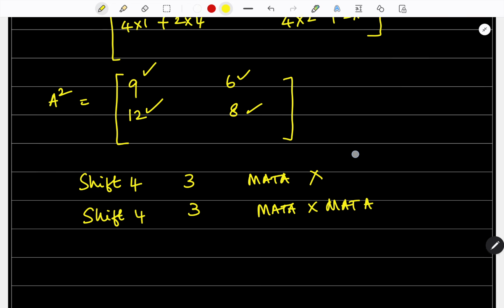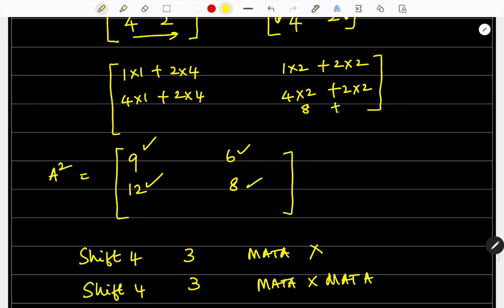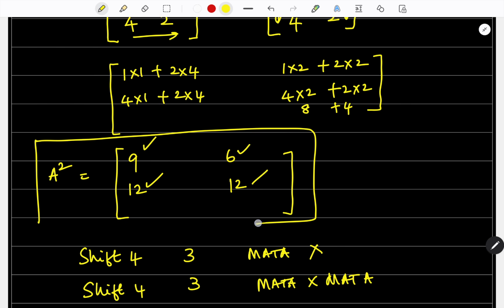And here also I'm getting 12. Let me check. 4 into 2 is 8 and this is 4. Sorry. Yes. See, I made a mistake. So this is 12. It's correct. Because 4 into 2 is what? 8. I calculated it as 4 in my mind. So this is 12. Okay, right. So in this way we got A square. So by calculator also checked.